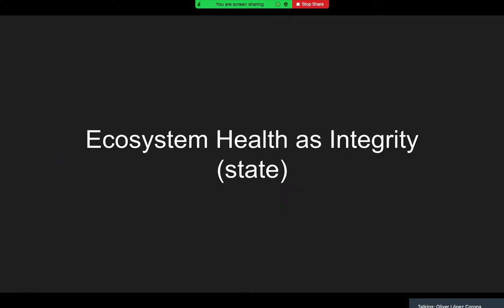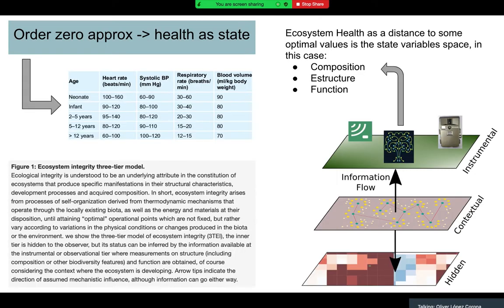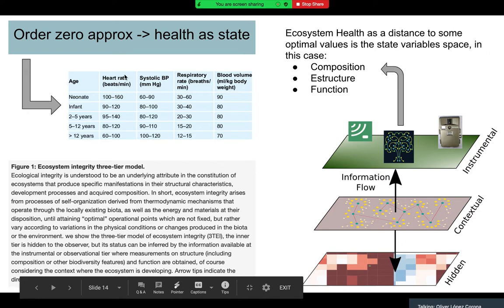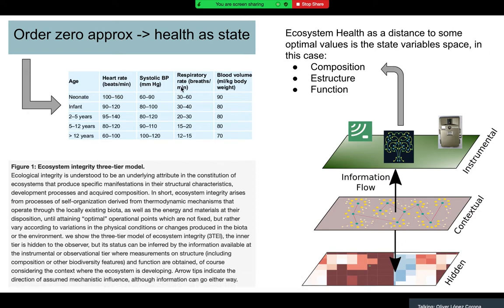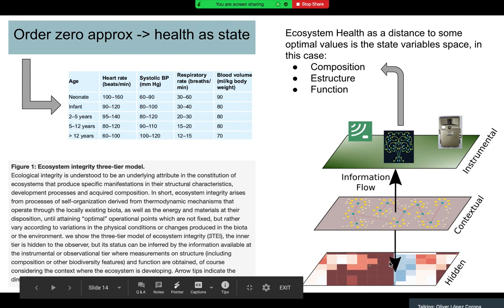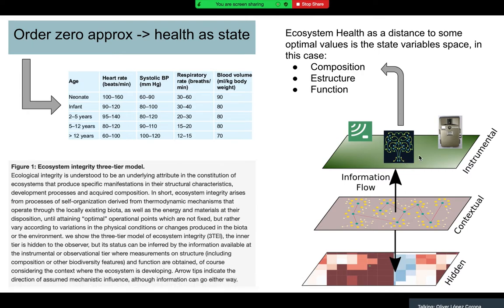I'm going to refer only to some of them, starting with ecosystem health as integrity, which might be considered some kind of zero-order approximation, health as a state, pretty much as we think of health in human systems, in which we think a person is healthy if these parameters fall into a very narrow range of optimal values. We have already understood that ecosystem integrity arises from processes of self-organization derived from thermodynamic mechanisms that operate through the local existing biota and the materials at its disposal. So these self-organization processes, we think, occur in some kind of hidden, unseen tier, and then information flows all its way to an instrumental tier where we can observe and measure composition, structure, and function.